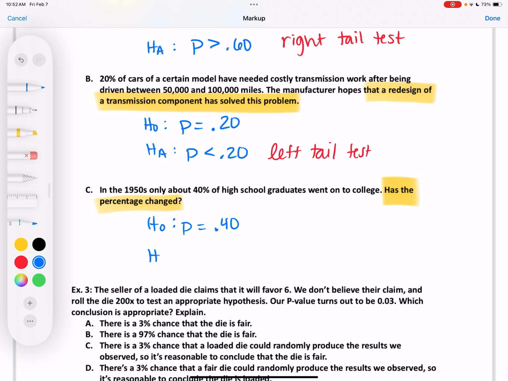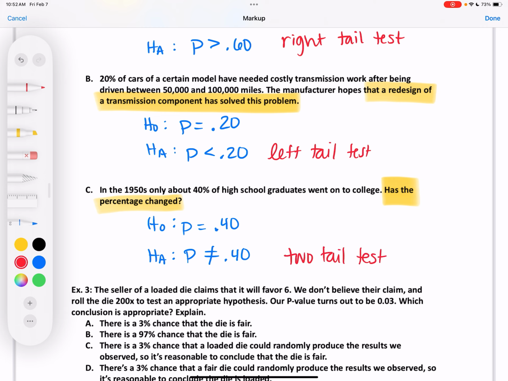What would that make our alternate? Is it one of those like greater or less than or equal to? So change just implies that it can't be 40. The equal with the line through it, so P is not equal to 0.40. So this means that this one is a two-tail test.